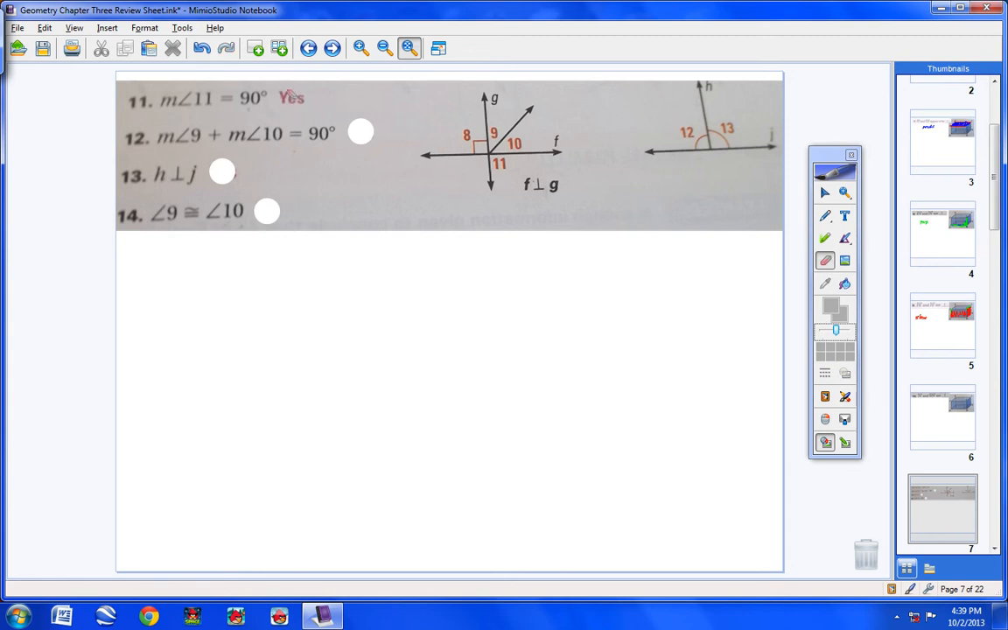If I can get this eraser to work. There we go. All right, number 12. The measure of 9 plus the measure of 10 equals 90.